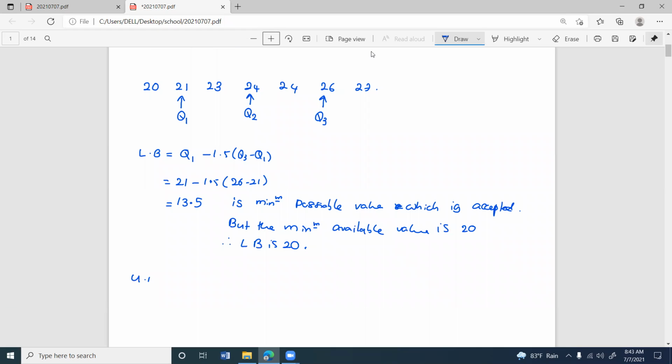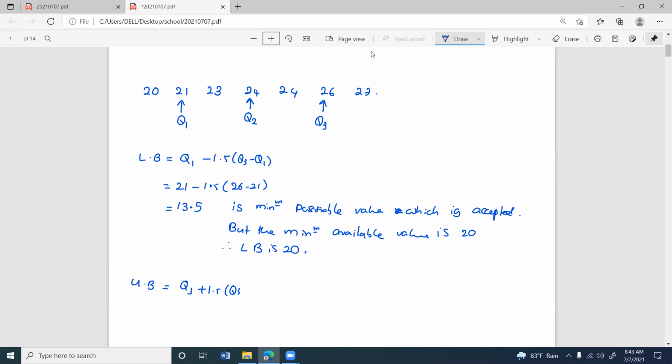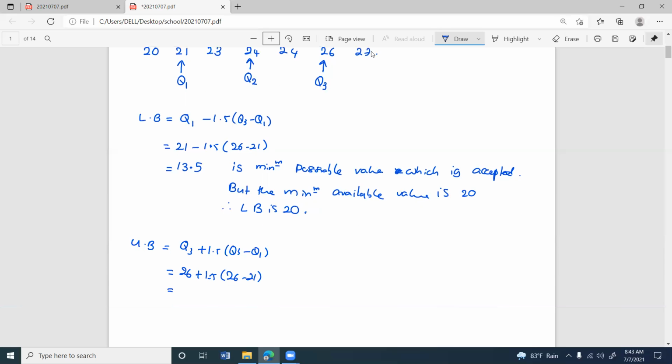Then the upper boundary. The upper boundary is Q3 plus 1.5 times (Q3 minus Q1). Q3 is 26 plus 1.5 times (26 minus 21), which is 7.5. 26 plus 7.5 is 33.5. Now this is the maximum possible value which is accepted.